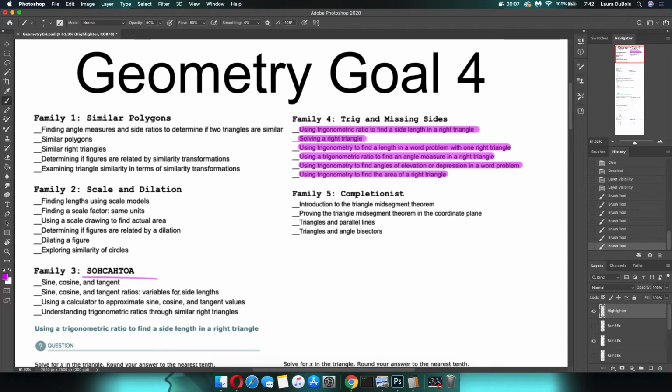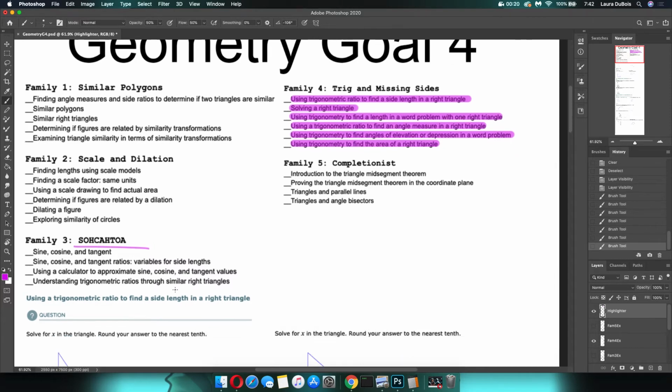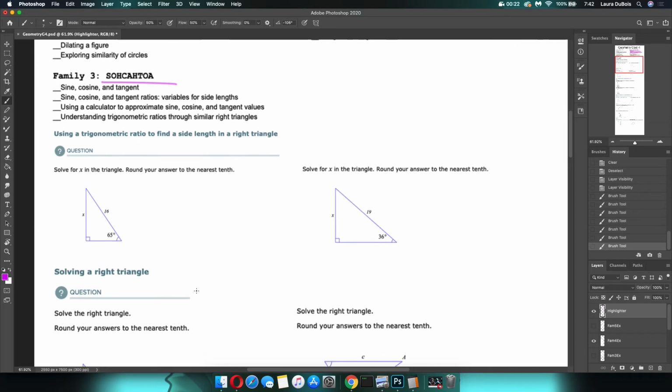We've learned all of the basic trig functions, SOHCAHTOA, sine, cosine, and tangent, and now we're actually going to be using them to find missing sides and learning how trig is actually kind of a cool thing. So first things first, scroll down. We're going to set ourselves up.